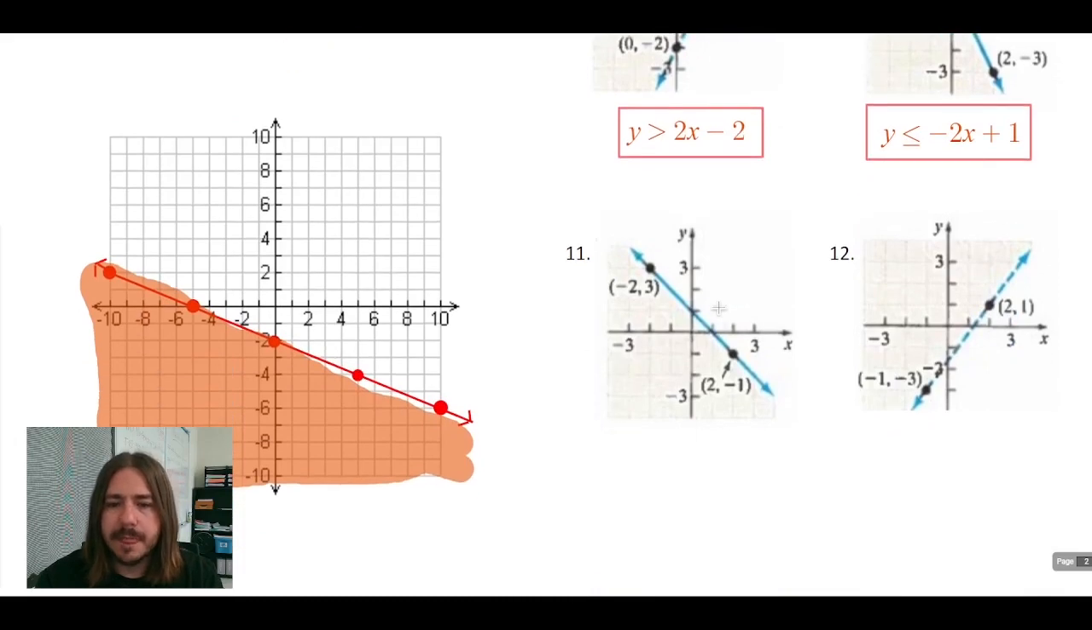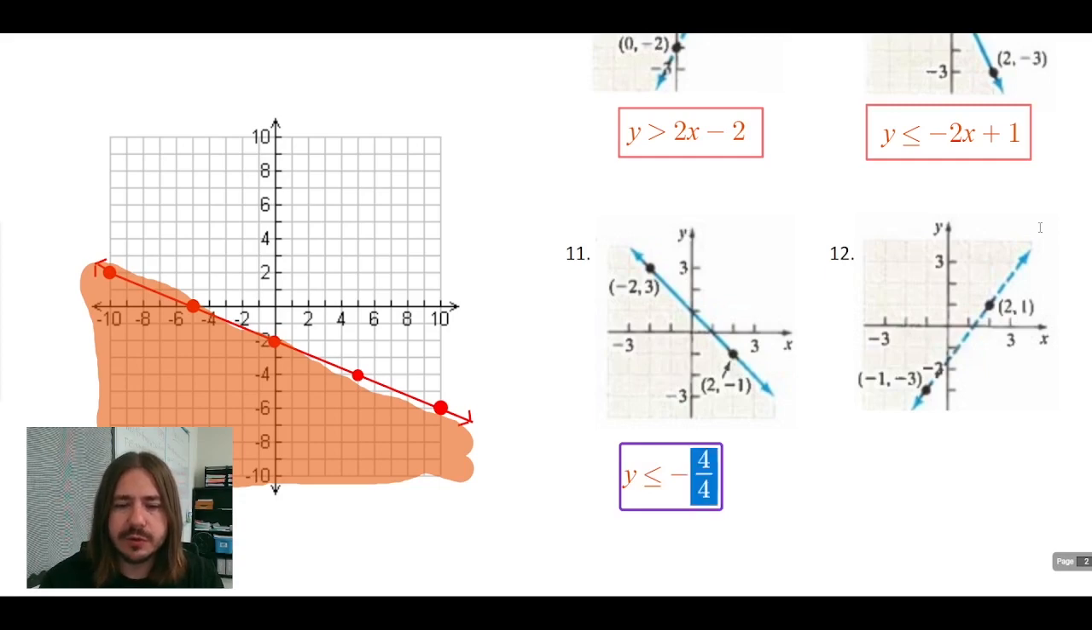Number 11 has a y-intercept. It appears to be 1. Let's double check that. If the slope here is going down 3, so down 4 over 4, then yeah, that has to be at 1. So yeah, down 4 over 4. So we're shading down. We have a solid line. So this is going to be down 4 over 4.